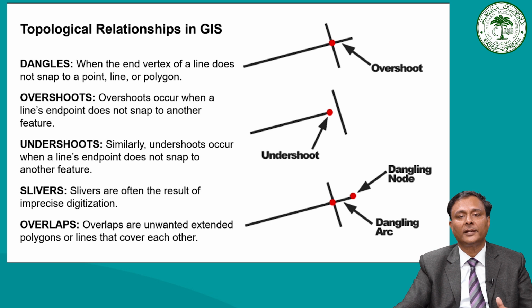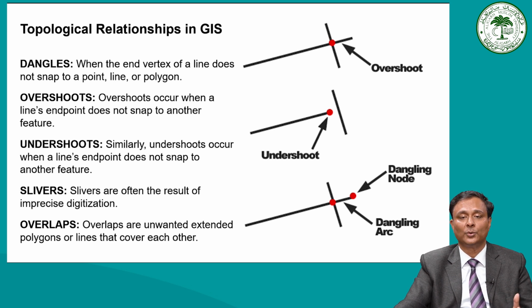Another can be the topological relationships. The topological relationship exists when two objects are connected to one another, but one object has a specific set of rules that dictate their relationship. When we create topological relationships, it ensures that related features are free of error. Now, some of the examples are the dangles. When the end vertex of a line does not snap to a point, line or polygon, it results in a dangle.